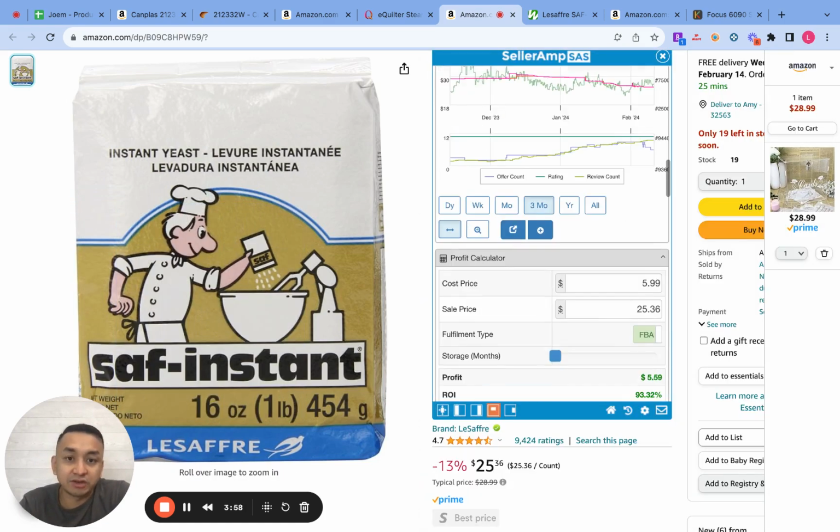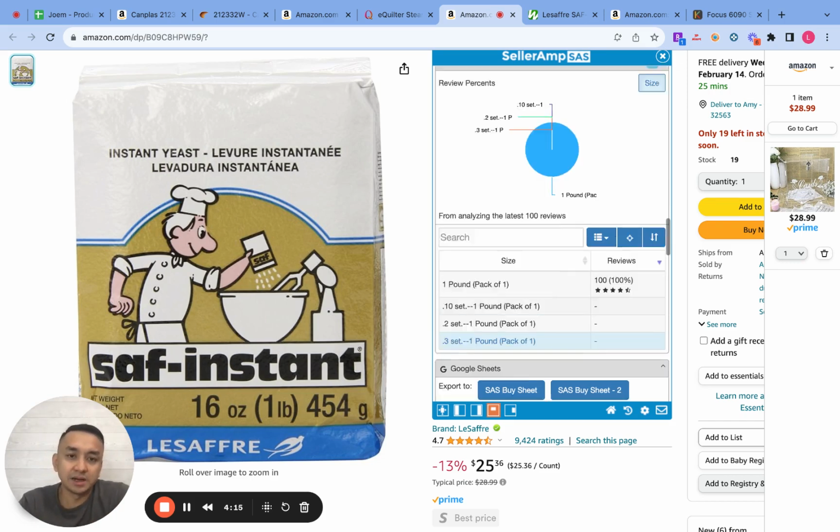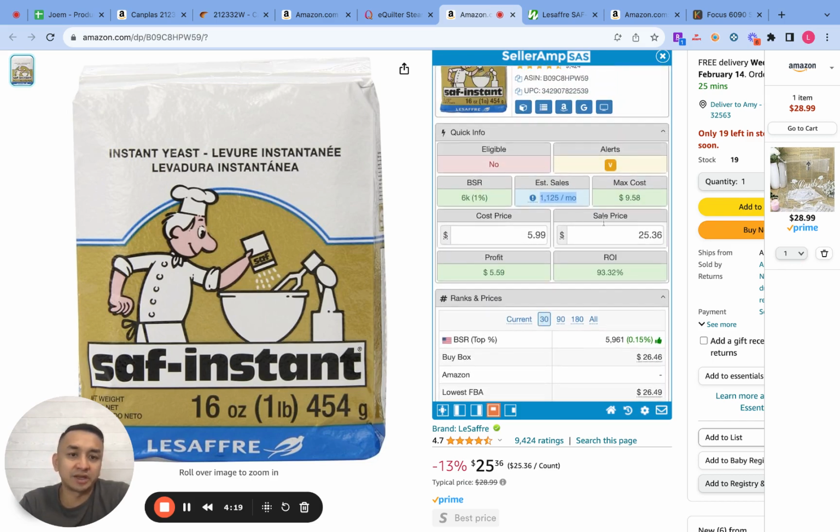And again, if you go down here under variations, once we check it, there's really not much sales per month for this exact variation, which makes this a bad product to buy because you don't want to buy this and be stuck with this because it's not moving. It may seem good at first glance, right? Like 90% ROI, 1,000 sales a month. But if you go deeper, you're going to realize that this product might not even move. So I would stay away from this one.